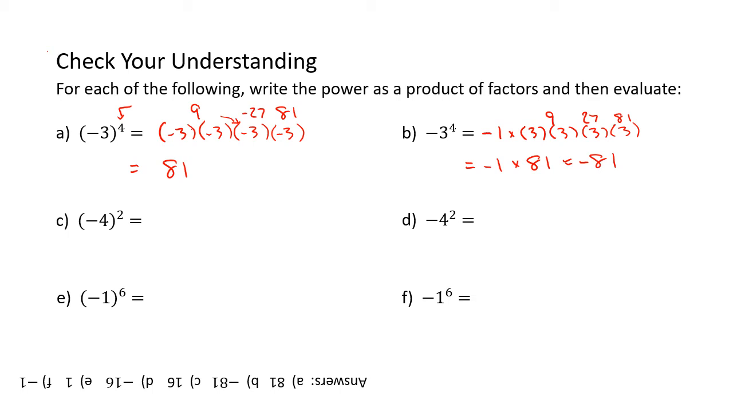Example C, okay, we have negative 4 squared. Again, negative 4 is within the brackets. So that's negative 4 times negative 4, which is positive 16. For example D, negative 4 squared, remember, the negative 4 is not all in brackets, so the base is actually a positive 4. So we have negative 1 times 4 times 4, which is negative 1 times 16, or negative 16. Okay?